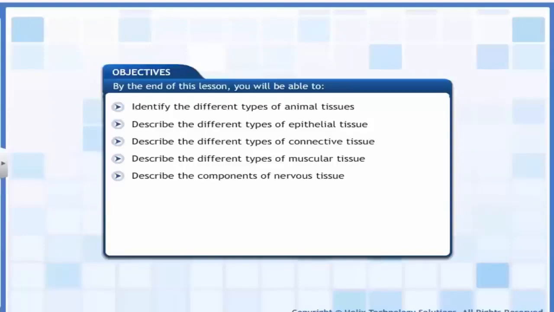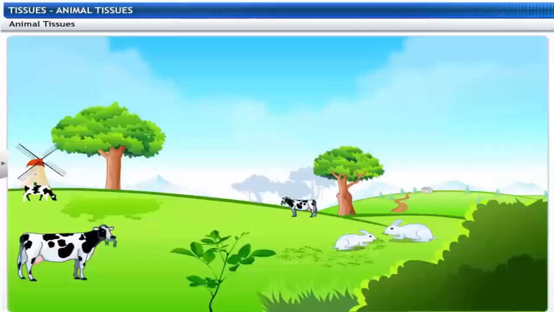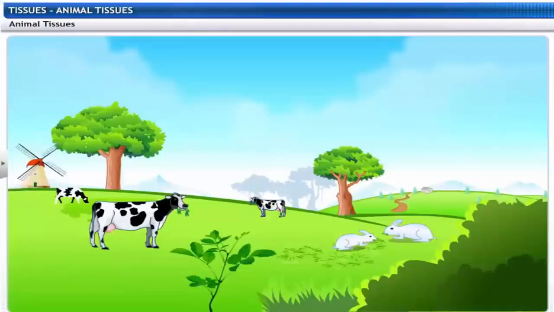By the end of this lesson, you will be able to identify the different types of animal tissues. Describe the different types of epithelial tissue. Describe the different types of connective tissue. Describe the different types of muscular tissue. And describe the components of nervous tissues. Animals move around in search of food, shelter, and mates.